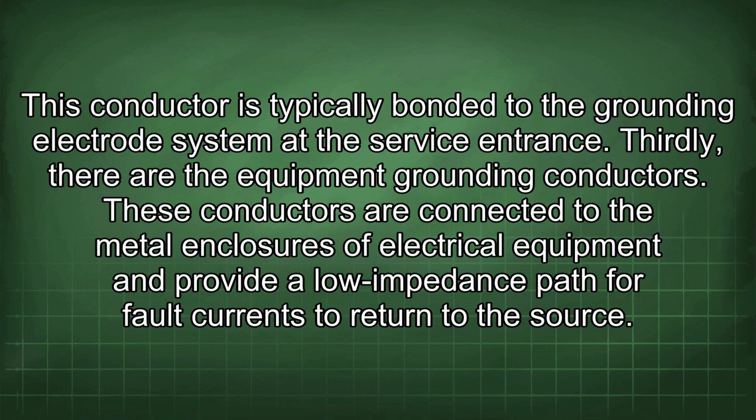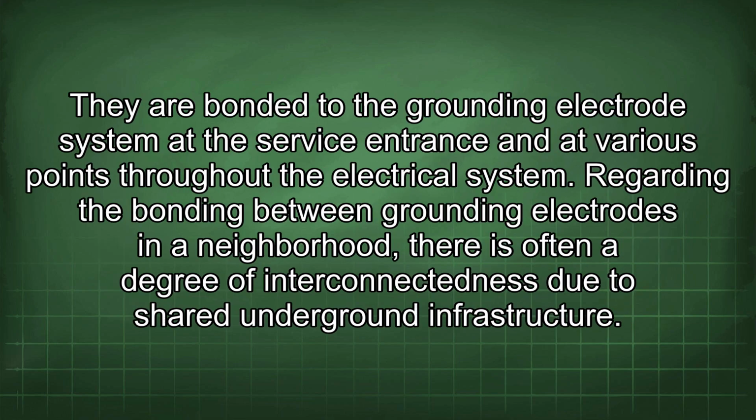Thirdly, there are the equipment grounding conductors. These conductors are connected to the metal enclosures of electrical equipment and provide a low impedance path for fault currents to return to the source. They are bonded to the grounding electrode system at the service entrance and at various points throughout the electrical system.